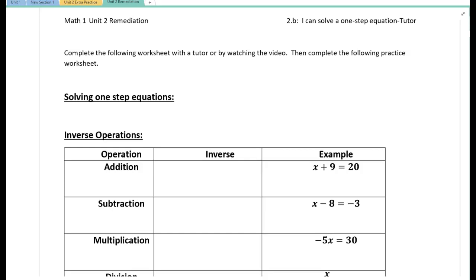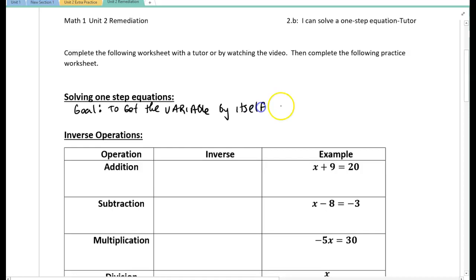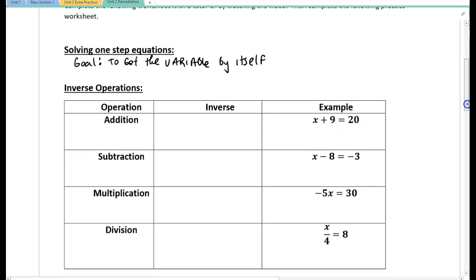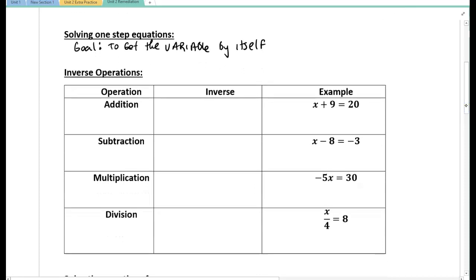Now, anytime we solve an equation, remember, we're trying to find the value of the variable that makes the equation true. The number one goal is to get the variable by itself. To do this, we use inverse operations. Anytime you hear the word inverse, we have to think opposite.